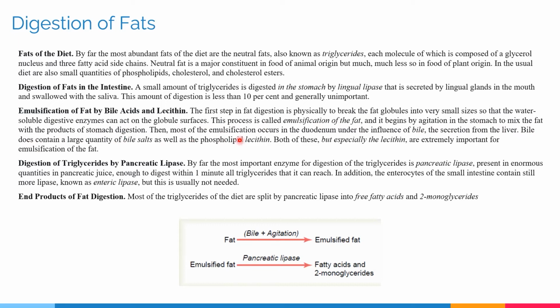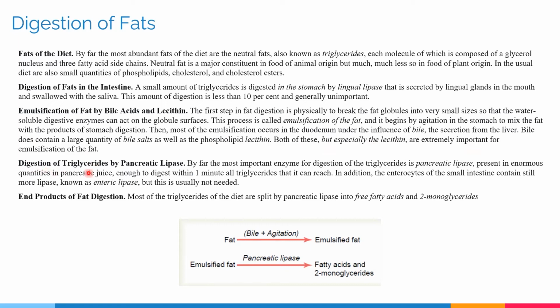Then most of the emulsification occurs in the duodenum under the influence of bile, the secretion of the liver. Bile contains a large quantity of bile salts as well as the phospholipid lecithin. Both of these, but especially lecithin, are extremely important for emulsification of fat.